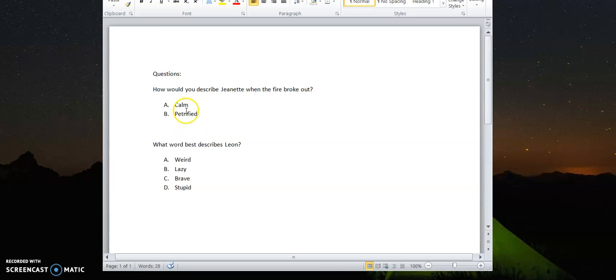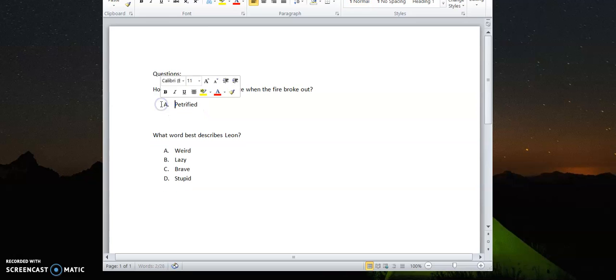Calm and petrified are the last two here. If you're very calm, how would that look? Yeah, you're really relaxed. Was Janet very relaxed? No, she was what? How would you describe how Janet was feeling? She was scared, exactly. Well, I know that calm isn't scared, so that leaves me with the word petrified. So that would be my best answer, and that is correct because petrified means to be really, really, really scared, okay? And that's exactly what Janet was. Good job.